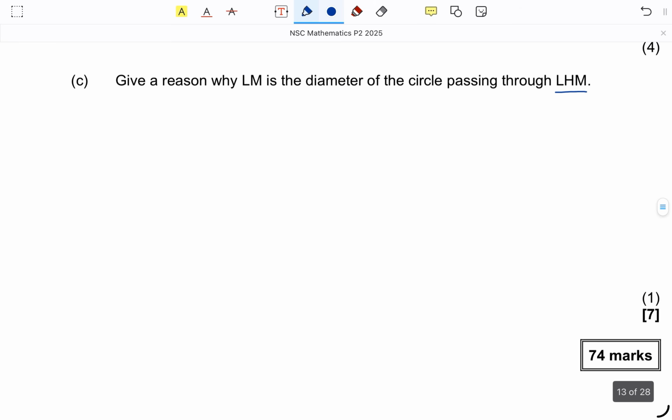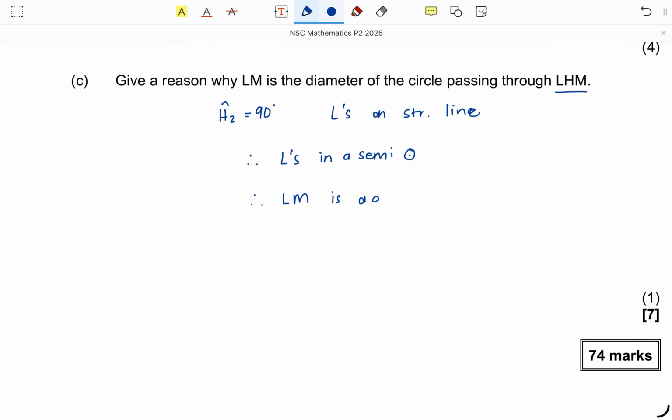So the first thing we're going to say is that we can see that angle H2 is equal to 90 degrees. And we're just going to say, because it's angles on a straight line, technically it's been given as well. And therefore we can say, well, then it should be angles in a semicircle or the converse. And therefore LM is a diameter. And there we go.